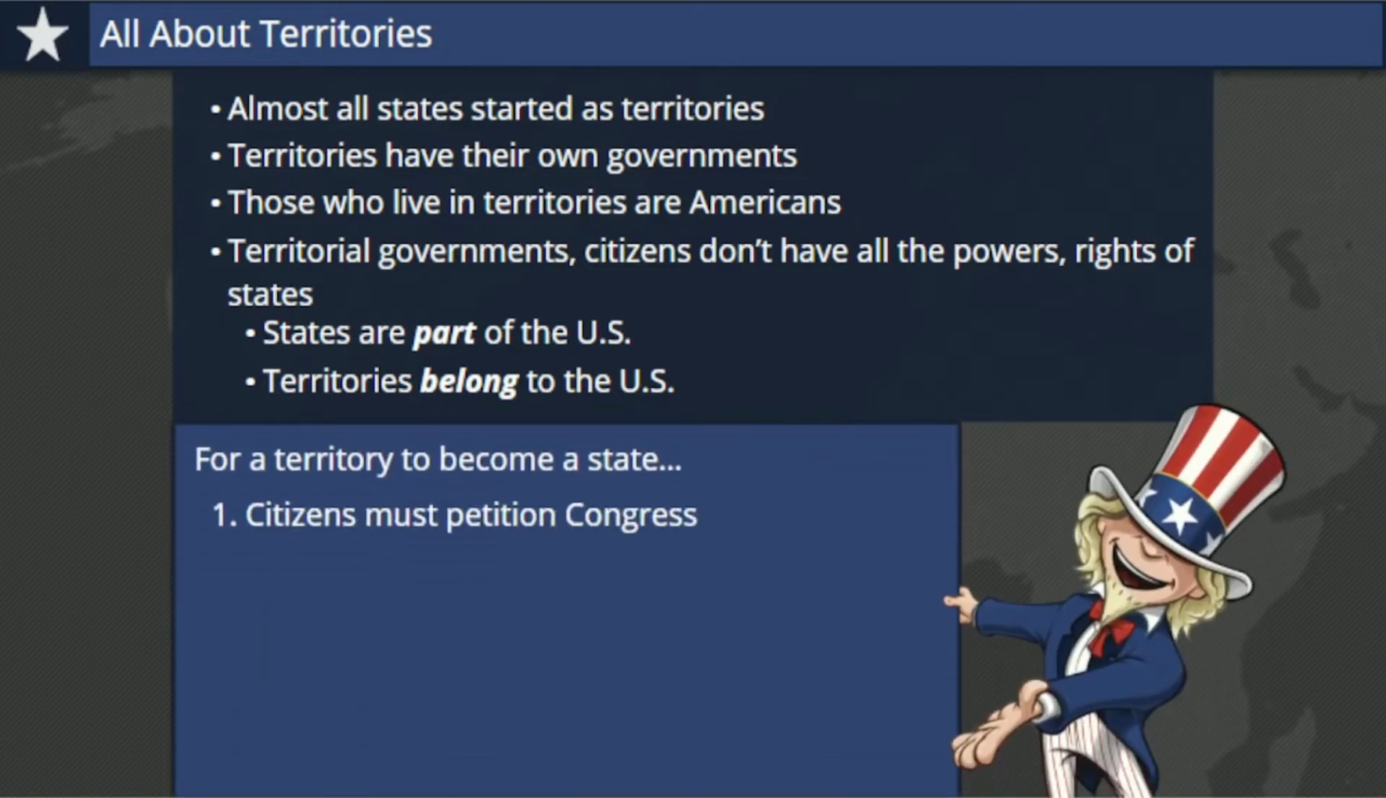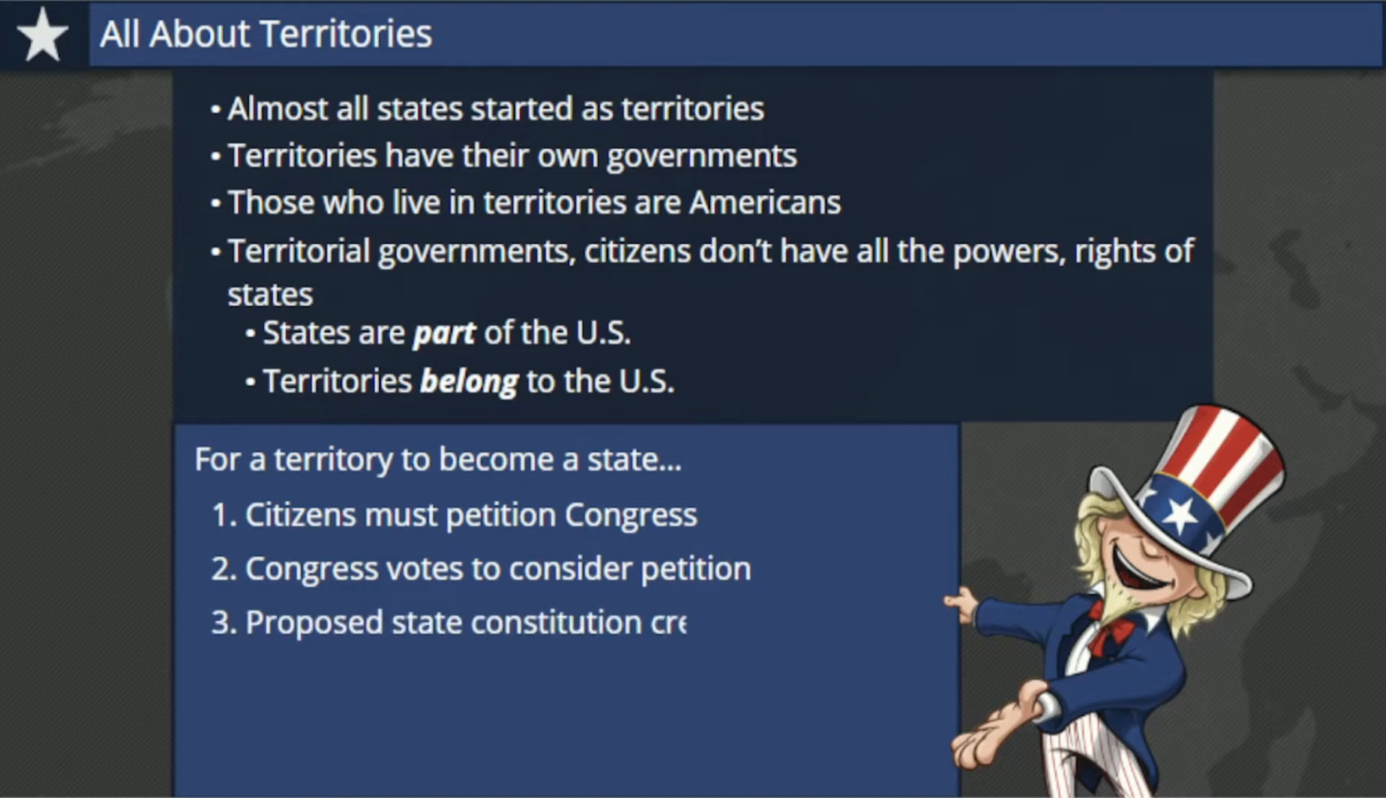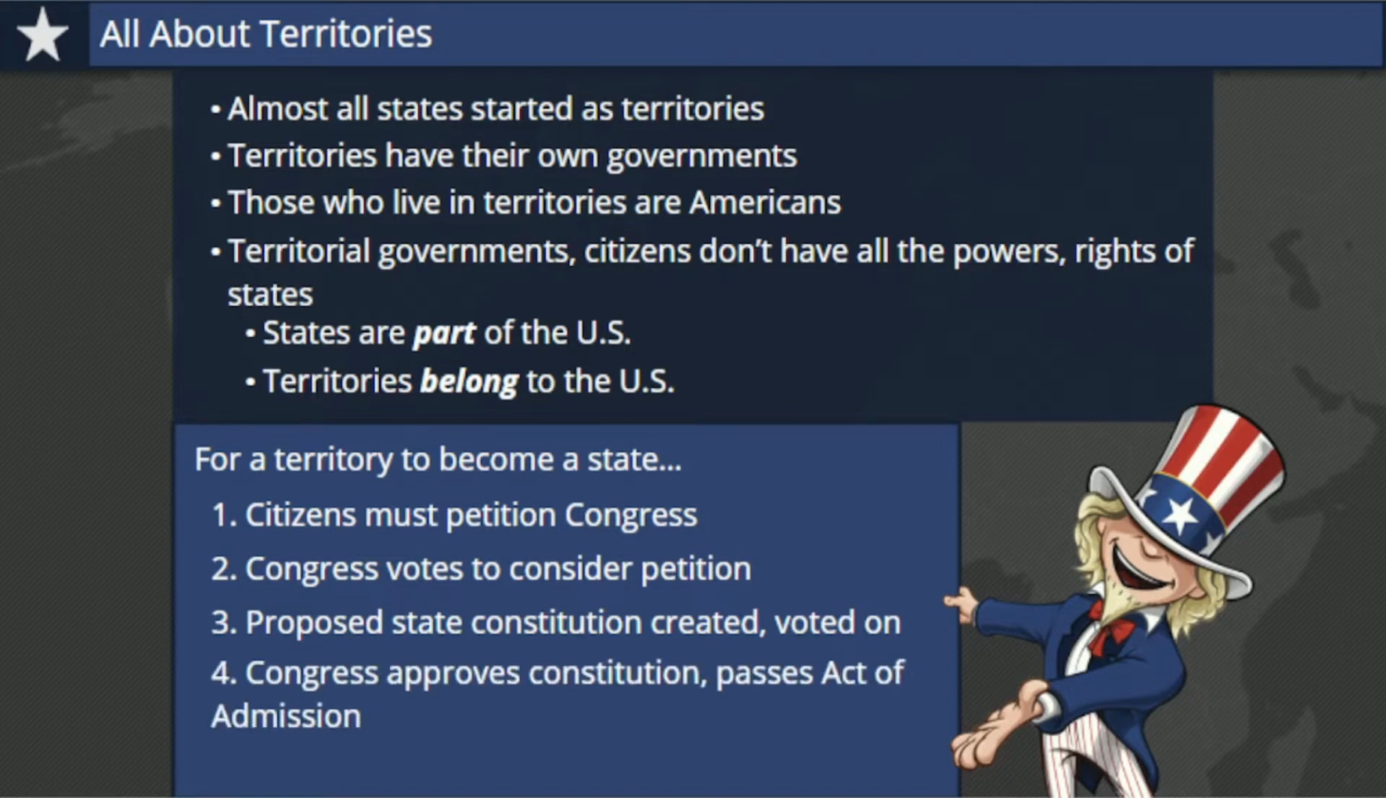First, the citizens of the territory must petition or ask the U.S. Congress to be considered for statehood. Second, Congress must vote to consider the territory's petition and allow it to frame a constitution. Next, the people of the territory must create and vote to approve a proposed constitution for their new state. Then, Congress approves the constitution and passes an act of admission. Finally, the president signs the act, officially creating the new state.